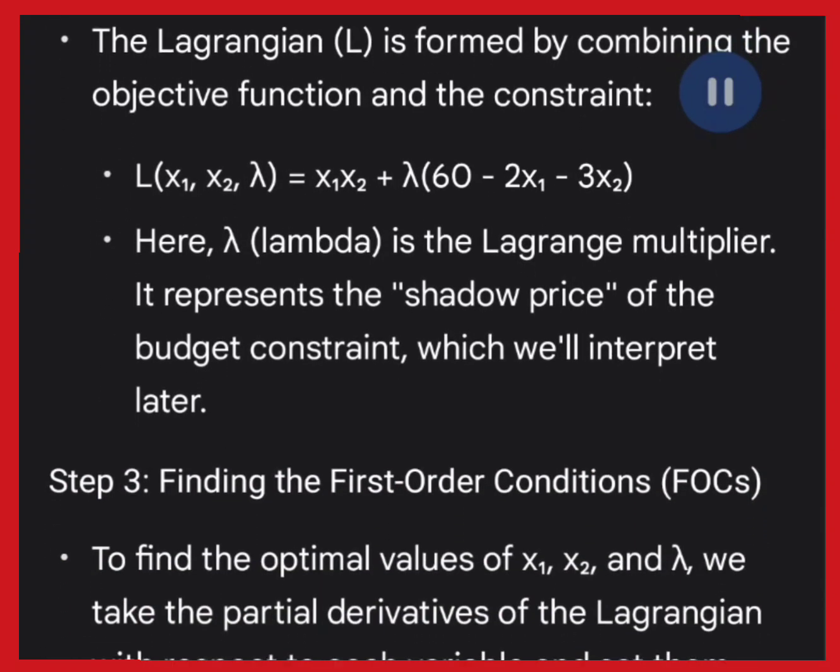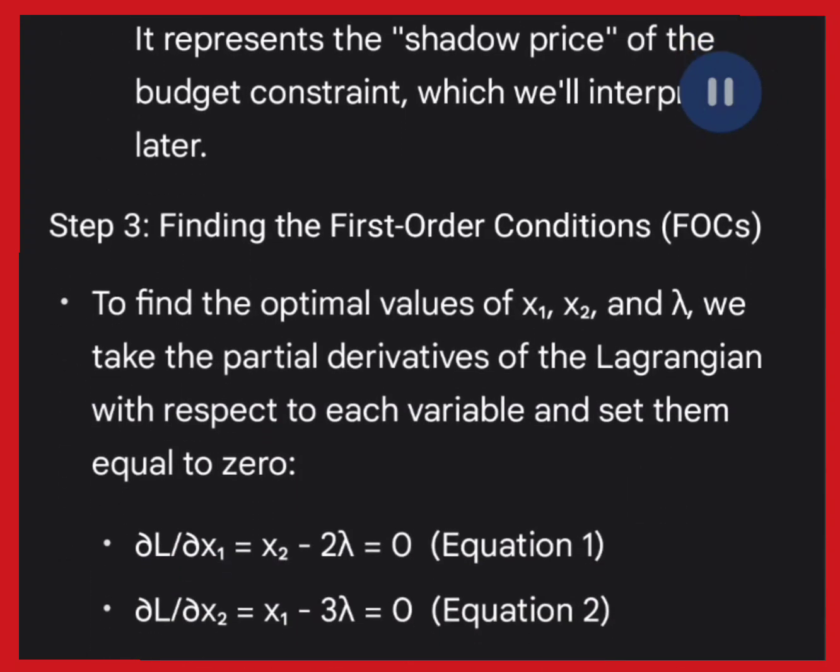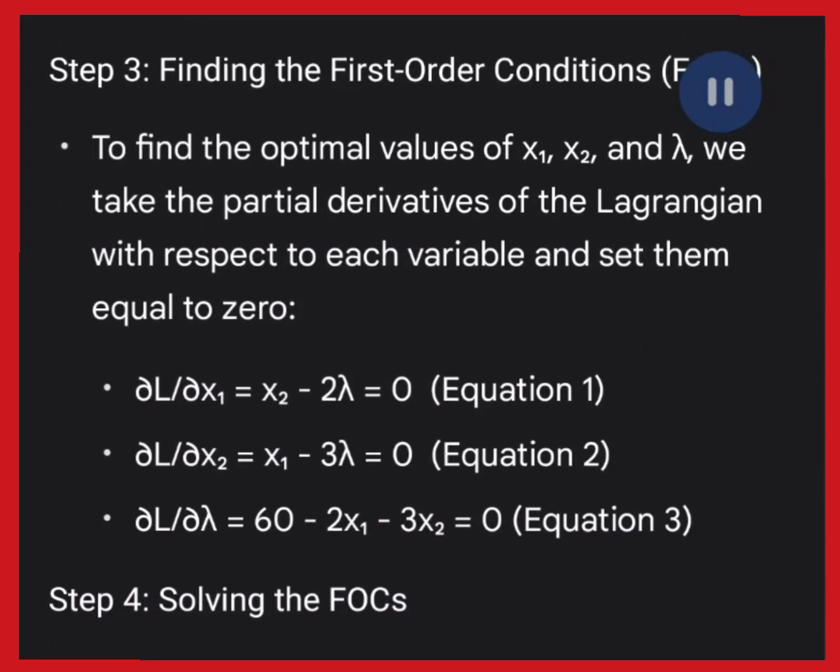Step 3. Finding the first order conditions, FOCs. To find the optimal values of x₁, x₂ and λ, we take the partial derivatives of the Lagrangian with respect to each variable and set them equal to 0. ∂L/∂x₁ = x₂ − 2λ = 0, equation 1. ∂L/∂x₂ = x₁ − 3λ = 0, equation 2. ∂L/∂λ = 60 − 2x₁ − 3x₂ = 0, equation 3.